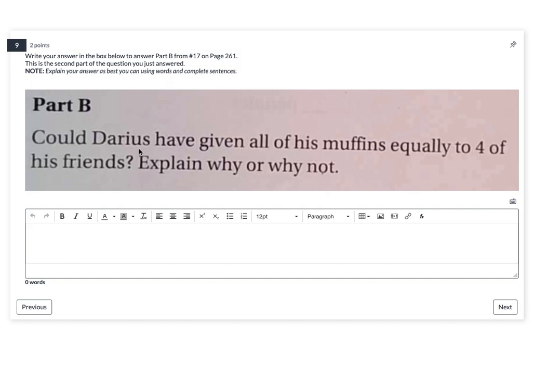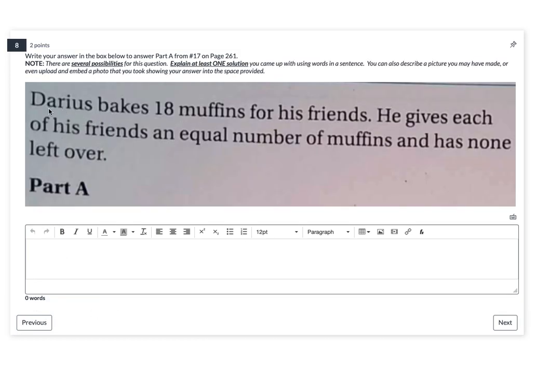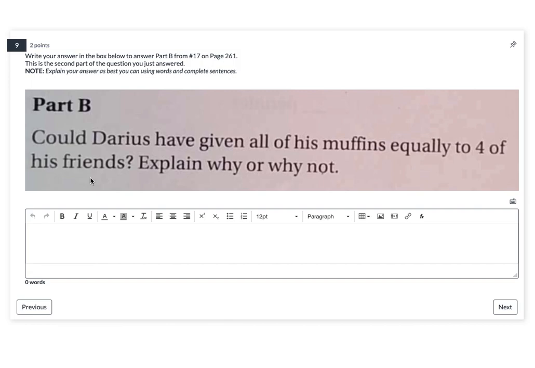So could Darius have given all of his muffins equally to 4 of his friends? Explain why or why not. And if you want to go back and reread the beginning, the part A, remember he has 18 muffins, right? So you can go back and forth. But could he have given away all of his 18 muffins equally to 4 of his friends? So in here you would say why he could or why he could not.